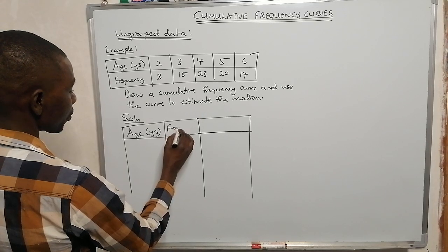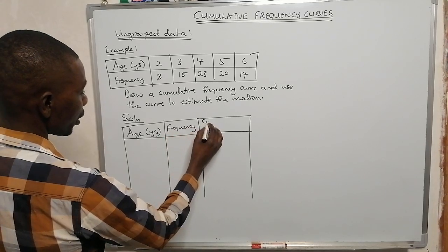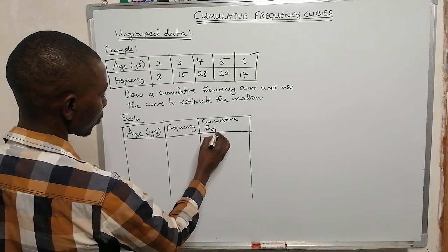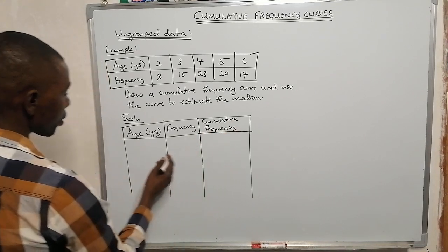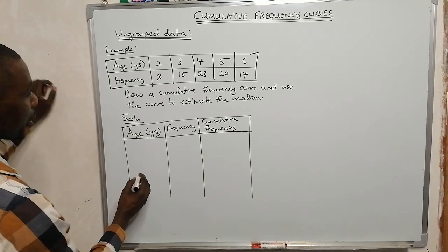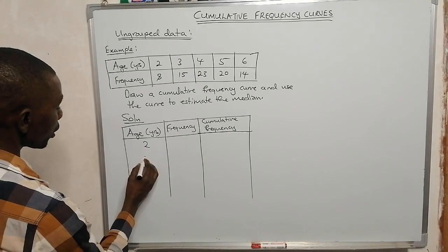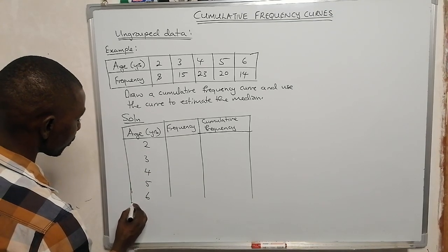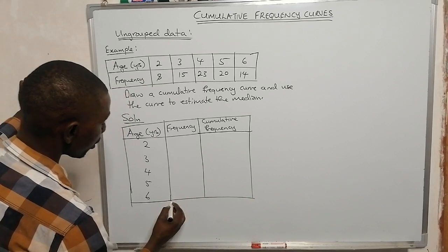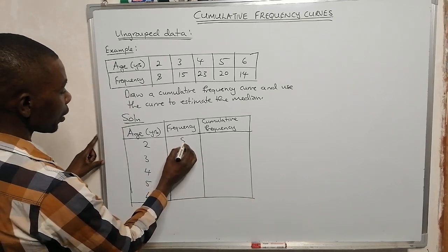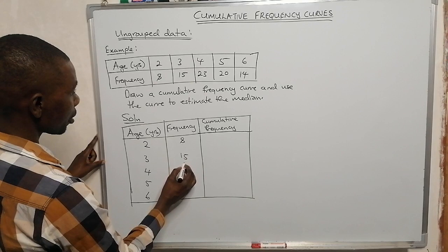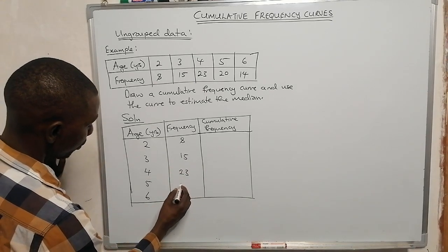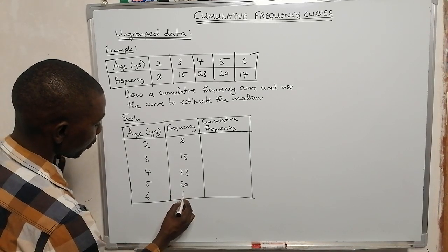We have frequency, cumulative frequency. So our age here is given as 2, 3, 4, 5, and 6. Then our frequencies, we have 8, 15, 23, 20, and 14.